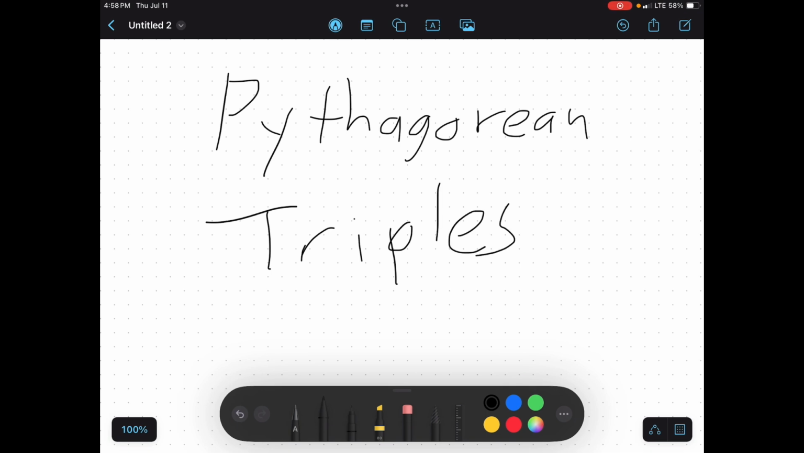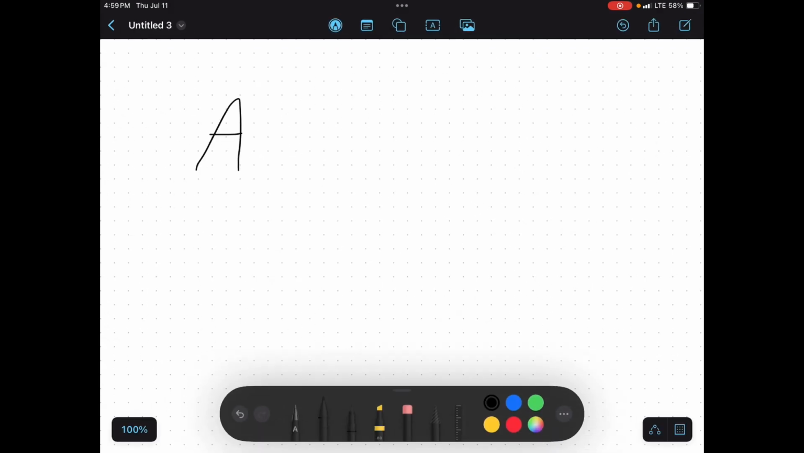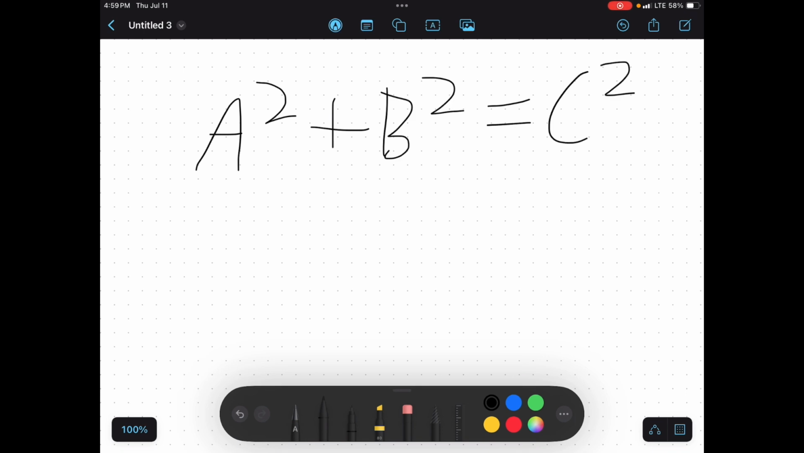Now, likely you've heard of these before. If not, these are 3 integers, positive integers that is, that fit the Pythagorean theorem. Now, the formula associated with the Pythagorean theorem, as you probably recall, is a squared plus b squared is equal to c squared. Now, there's a lot to be said about this, but I won't waste your time. I want to get into Pythagorean triples.